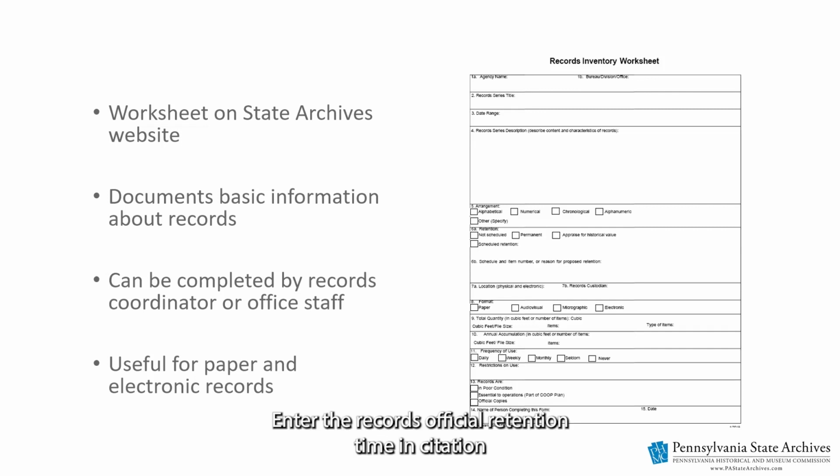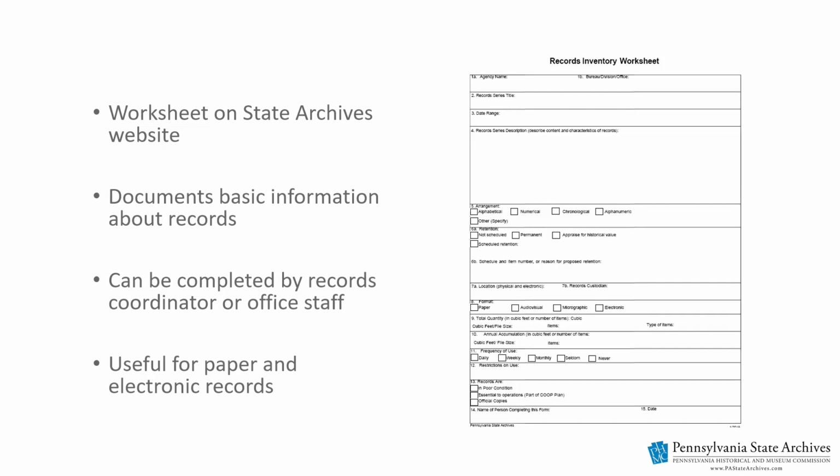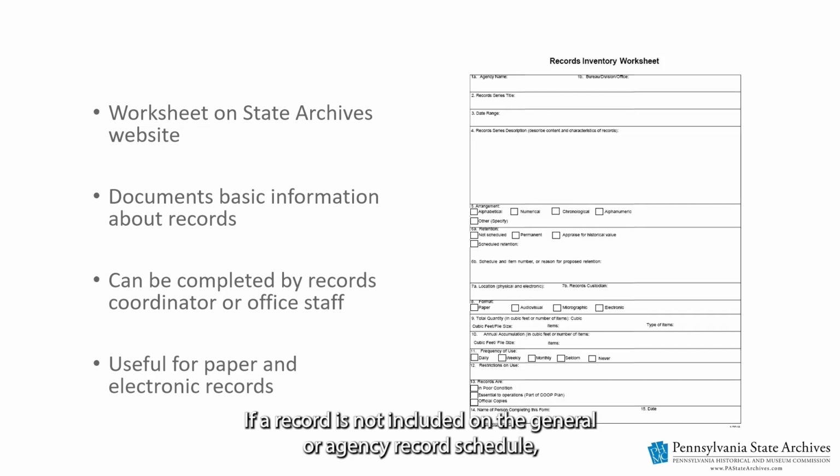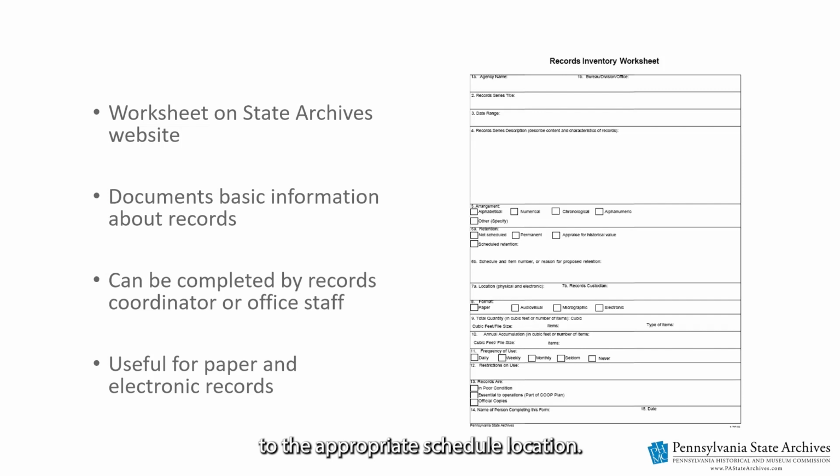Retention. Enter the record's official retention time and citation in the general or agency record schedule if it is known. Also enter any trigger points that indicate when retention begins, such as after a case is closed or after an employee retires. There are options to mark whether a record has permanent retention or whether it has historical value and should be reviewed by the state archives at the end of its retention period. If a record is not included on the general or agency record schedule, it should be indicated here so that agency record coordinators can add them to the appropriate schedule.